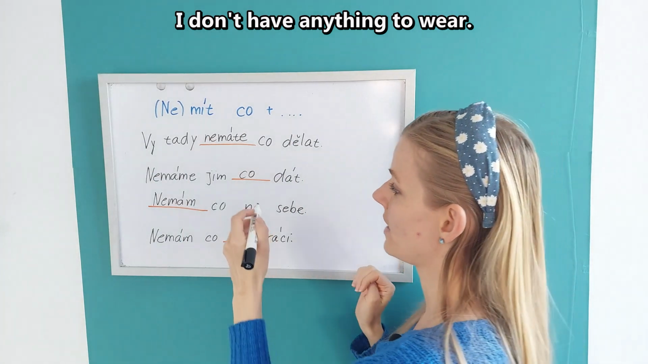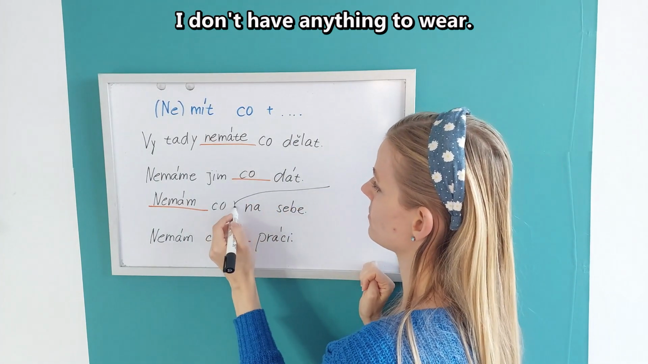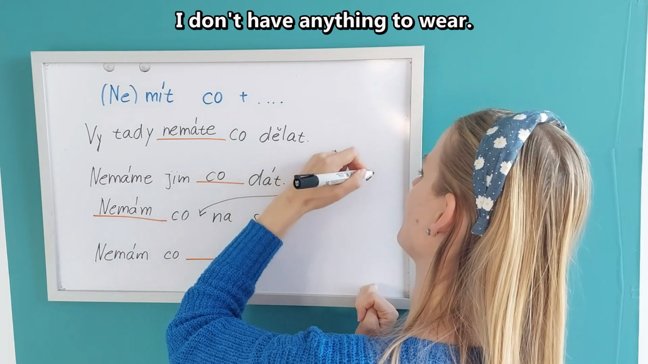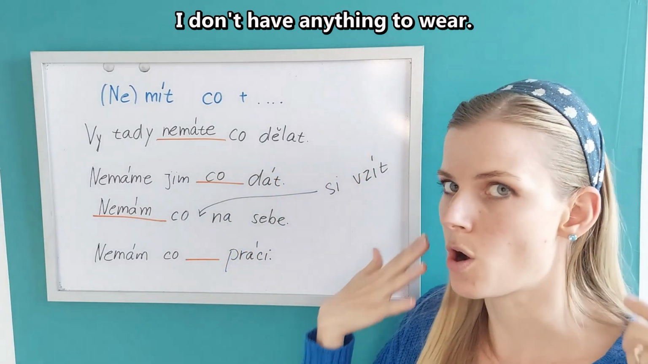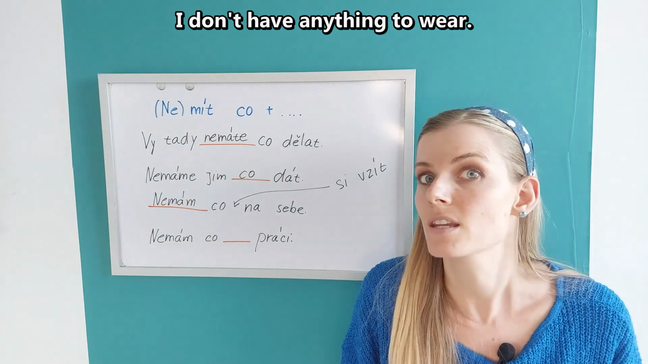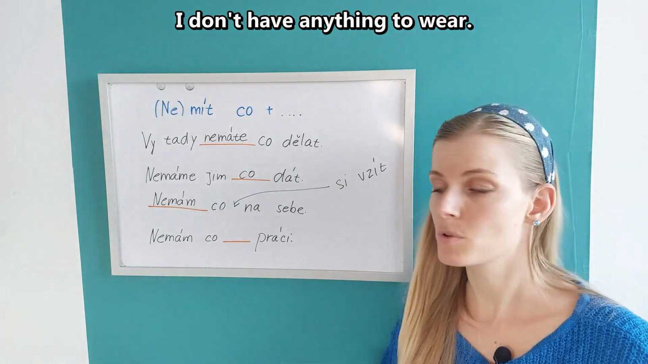You could still add an infinitive here so that it is more clear to you. Nemám co si vzít na sebe. Vzít si means to put on. Nemám co si vzít na sebe, but we omit it. We just say nemám co na sebe. Most Czech people would say it like this.